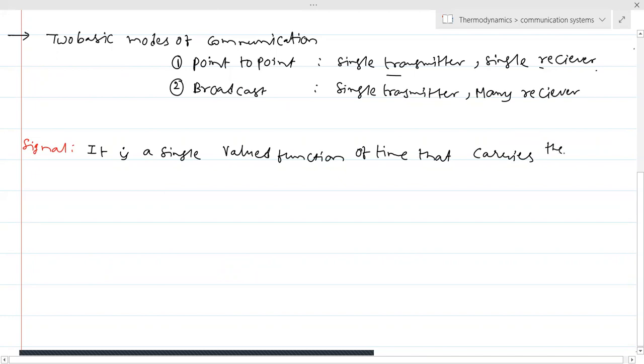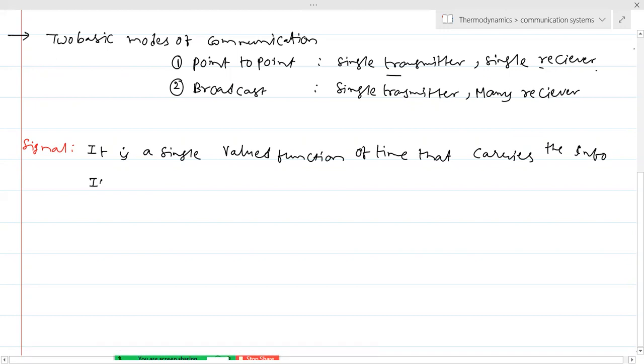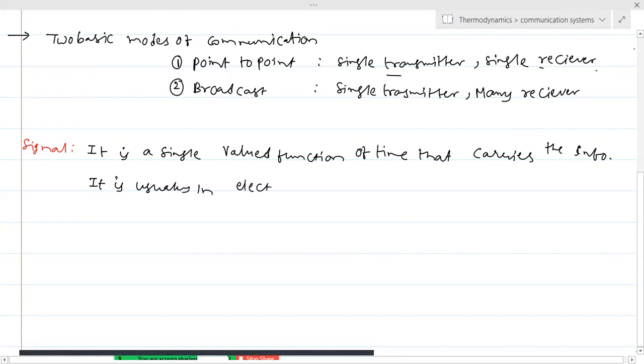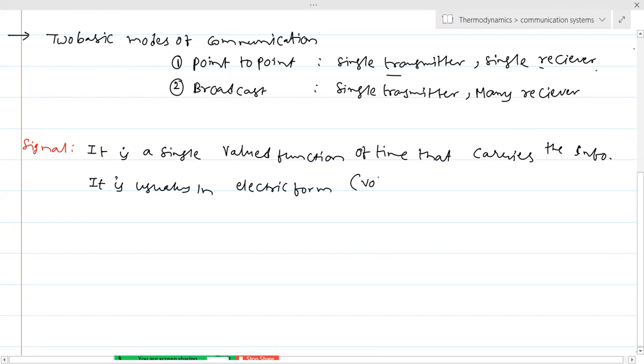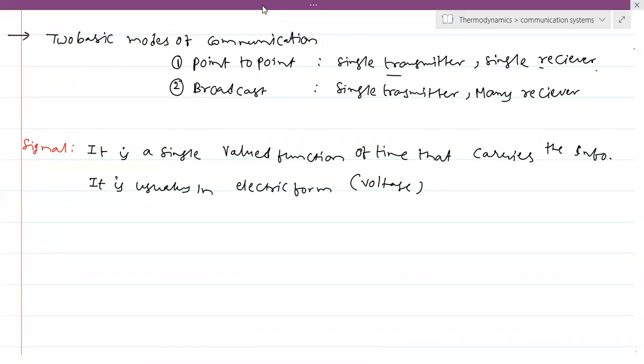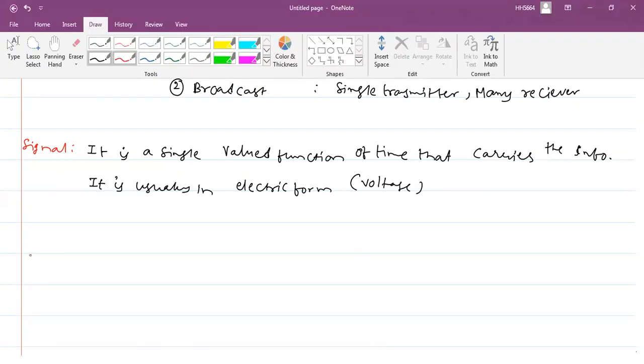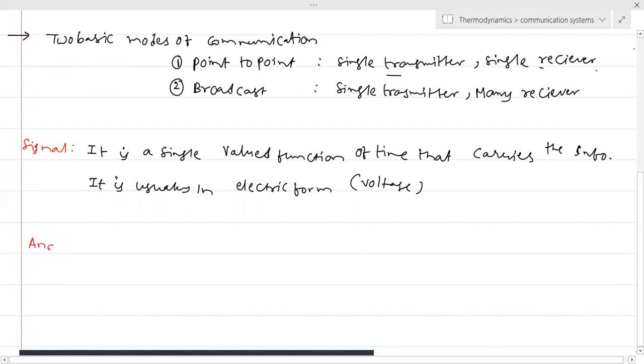That carries the information. Generally, it is usually in the form of voltage. It is usually in electric form. That is voltage we are speaking of. And we generally have two types of signals. So the signals are divided into two categories. One is analog signals.